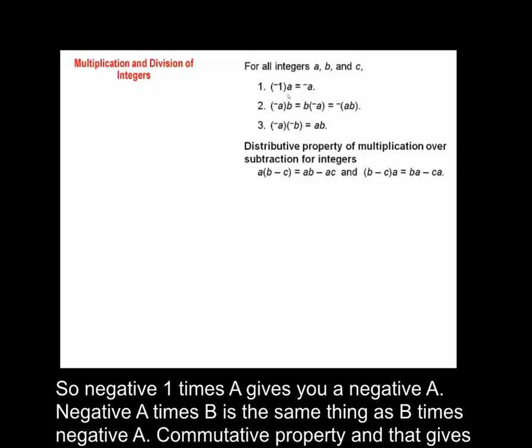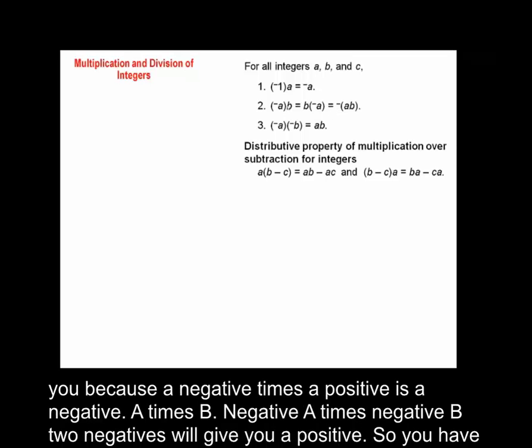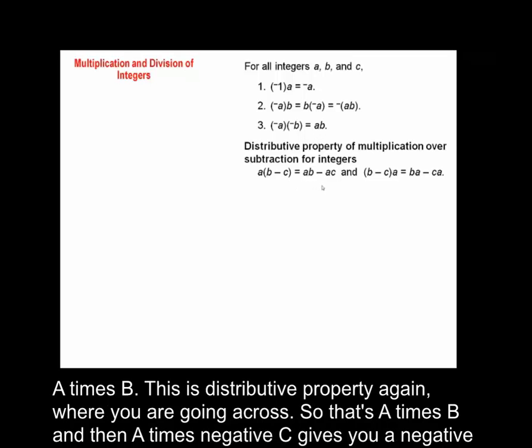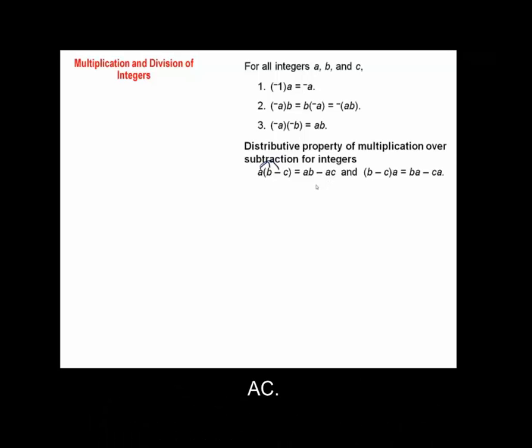So negative 1 times A gives you a negative A. Negative A times B is the same thing as B times negative A. Commutative property, and that gives you, because a negative times positive is a negative, A times B. The negative A times negative B, 2 negatives will give you a positive, so you have A times B. And this is distributive property again, where you are going across. So that's A times B, and then A times negative C gives you a negative AC.